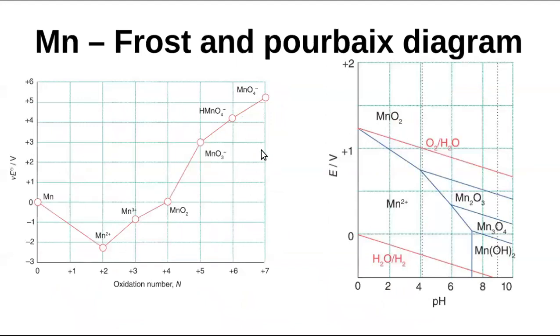We can look at manganese, for example. Different information is available in Frost diagrams and Pourbaix diagrams. In a Frost diagram, you can directly see that in water solution, manganese 2 plus is the most stable because it's the lowest lying. Manganese 0 is not visible here in the Pourbaix diagram because it's far down.